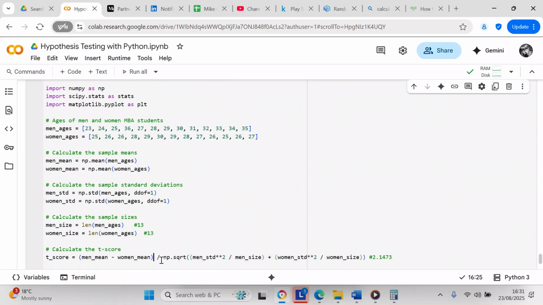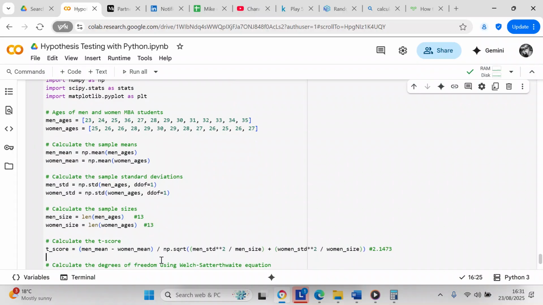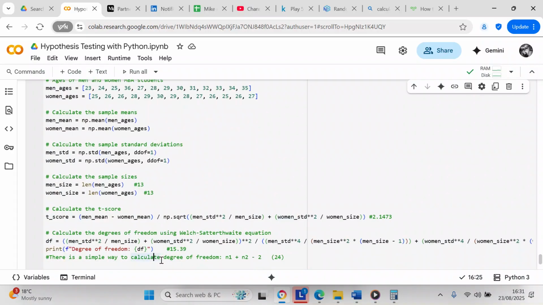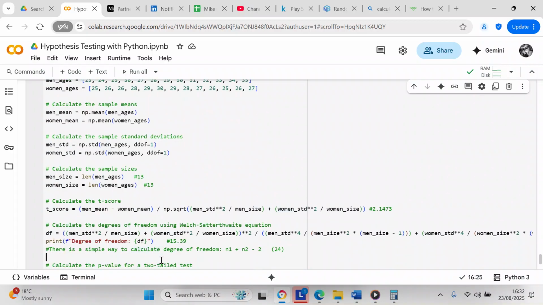And now we calculate the t-score. The t-score equals the men's mean minus the women's mean, divided by the square root of men's standard deviation squared divided by men's size, plus women's standard deviation squared divided by women's size. That gives you a value of 2.1473. Then we calculate the degrees of freedom, and we're going to use the Welch-Satterthwaite equation to do that.